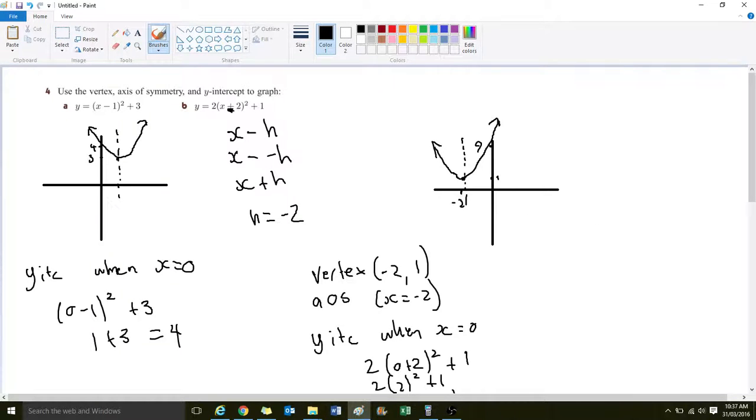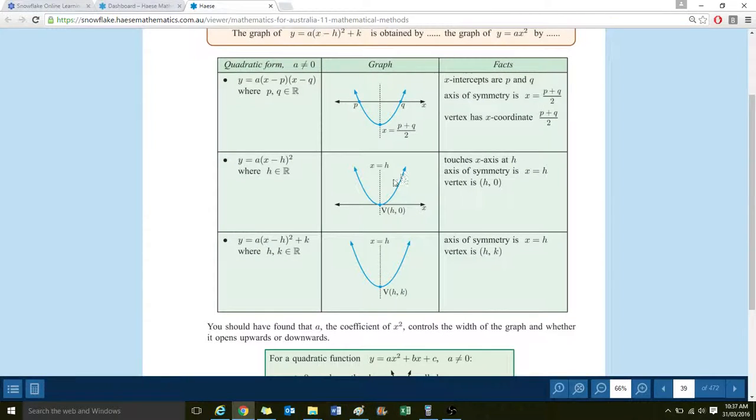So that's how we solve these problems. It's just about determining which one of these lines up with the function we're dealing with, and then using this information here that we're given.